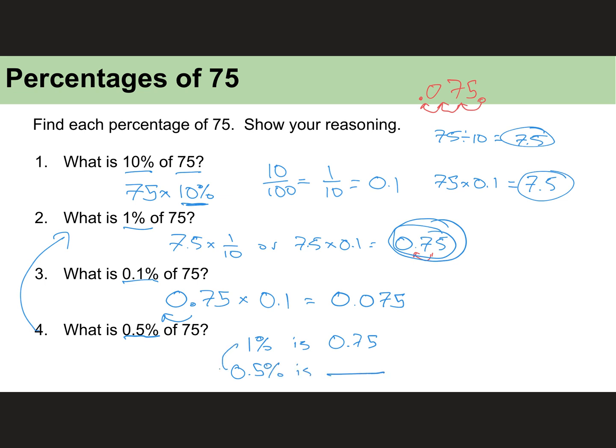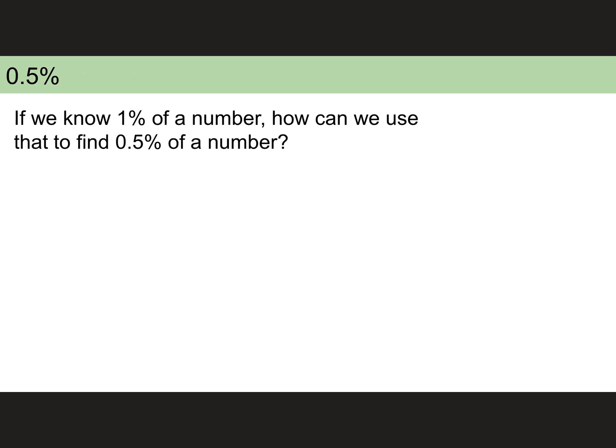Well, to go from 1% to 0.5%, I would just divide by 2. So what you can do here is just, again, divide by 2. So 0.75 divided by 2 is 0.375. This represents half of a percent.